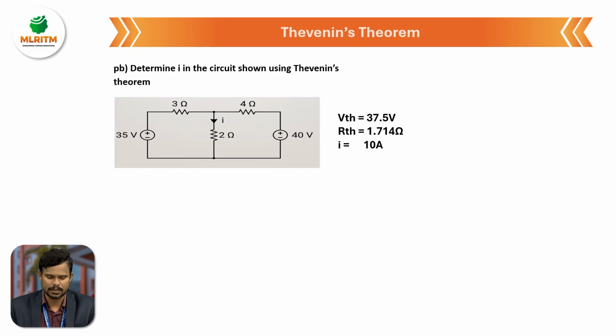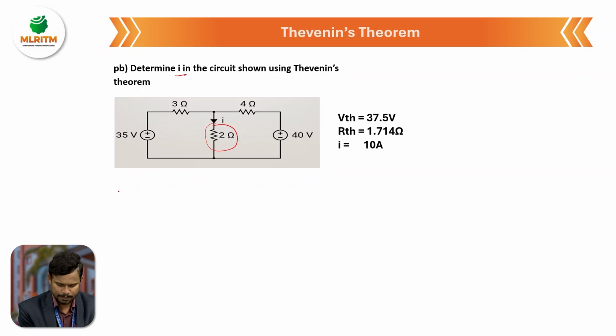Example for Thevenin's theorem. Determine the current I in the circuit shown by using Thevenin's theorem. So this is the given circuit diagram. In this circuit diagram, we need to find the Thevenin's voltage, calculate the Thevenin's resistor, and also calculate the current through the 2 ohm resistor. In this circuit, the 2 ohm resistor current is the load current.